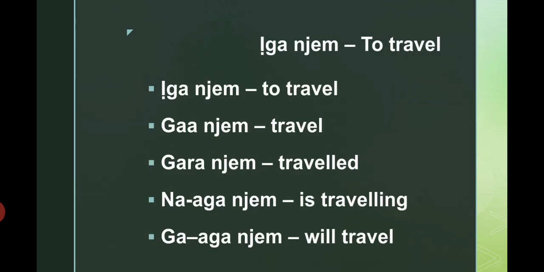And the second one today is ịga njem. Ịga njem means to travel. Now, this verb has a similarity with the verb to go, but travel means that you are on a long journey. So ịga njem means to travel. Ga njem means travel. Gara njem means traveled.